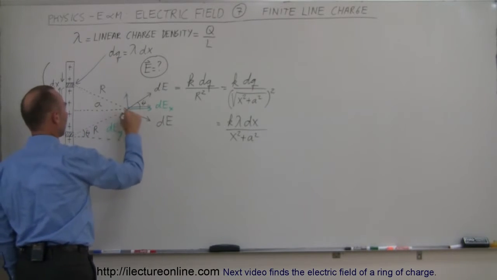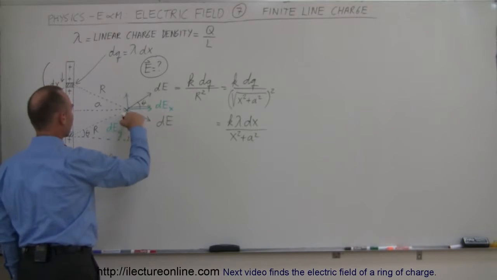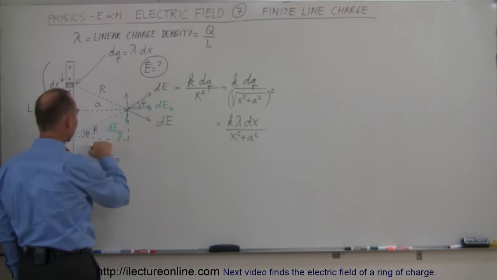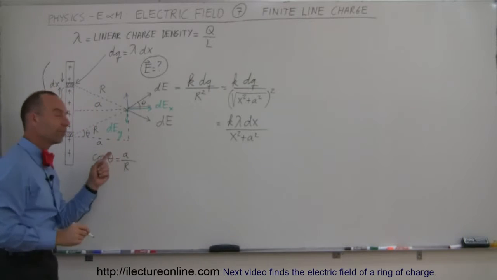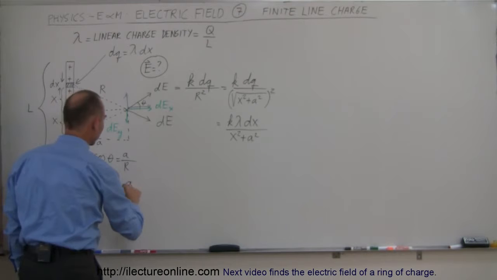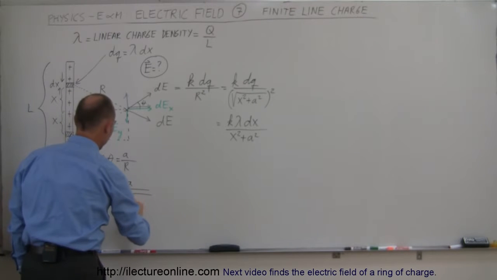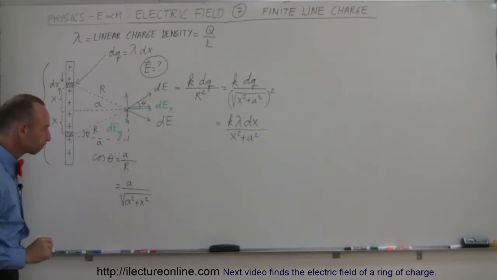This is theta as well. And of course, if I then write the cosine of theta is equal to the adjacent side, which is A, divided by the hypotenuse, which is R, it is simply the ratio of the adjacent side divided by the hypotenuse. And so this can be written as A divided by the square root of A squared plus X squared, or X squared plus A squared, doesn't matter, either one.